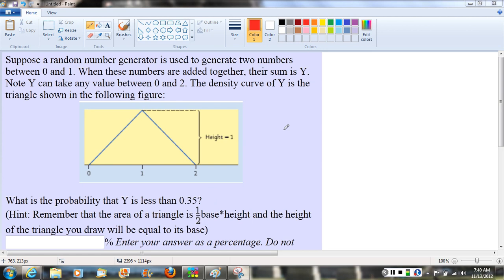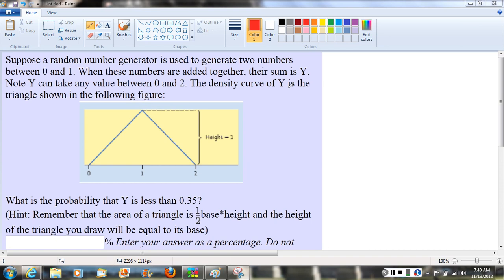Okay, here's the problem we're looking at. We're talking about a random number generator again, but notice it's a little different now. This time, instead of generating one random number, we're going to generate two random numbers, and then we're going to add them together and call that new number y, so the sum of the two random numbers.